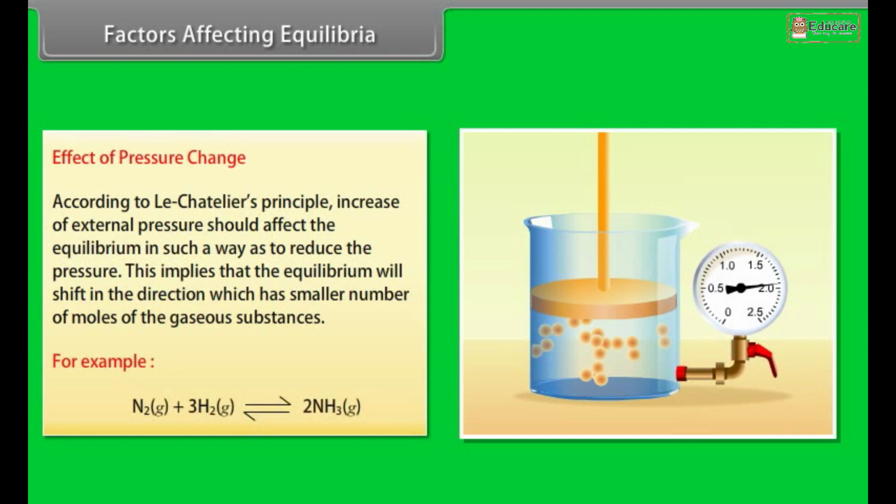if we increase the pressure, the volume occupied by the system decreases and the number of molecules per unit volume increases. This effect can be counterbalanced if the equilibrium shifts in a direction involving less number of moles. So, increase in pressure in this case will favor the forward reaction.